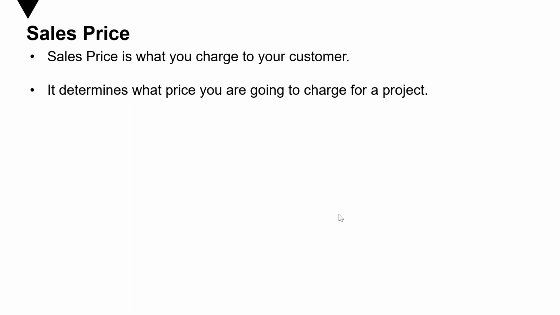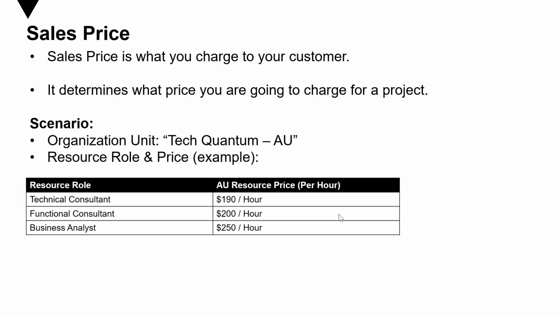Now the sales price is what you charge to your customer. So it determines what price you are going to charge for a particular project. Now in this scenario, we'll take the organization unit again as Tech Quantum Australia, and the resource role and price example that we are going to take is for technical consultant. We are charging $190 per hour. For functional consultant, that is $200 per hour, and for business analyst is $250 per hour, as an example.